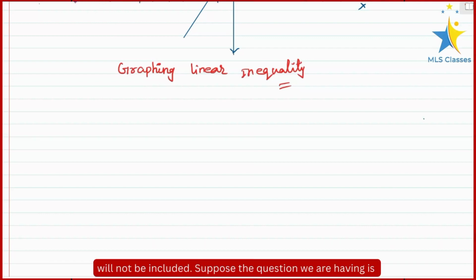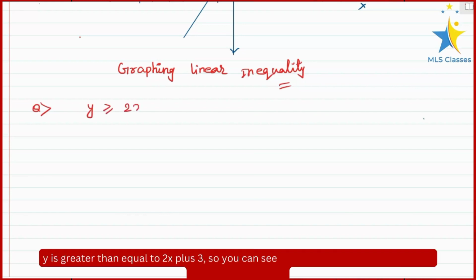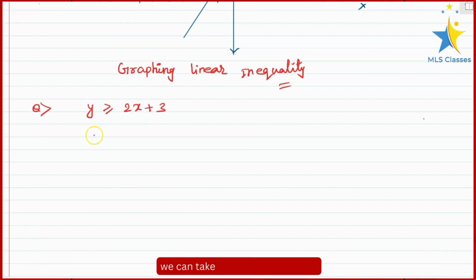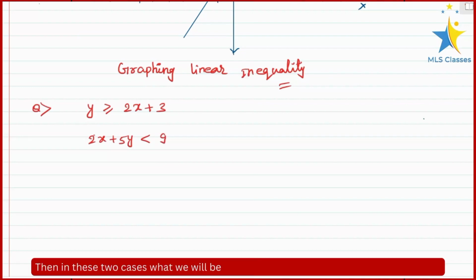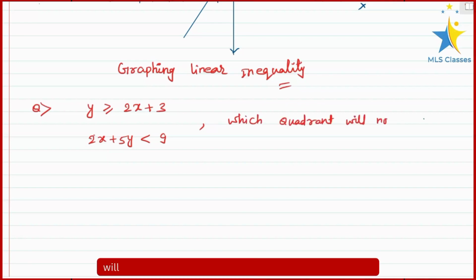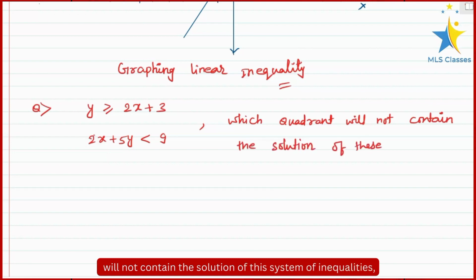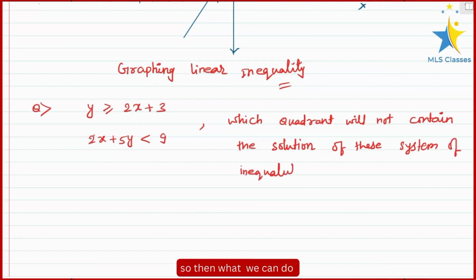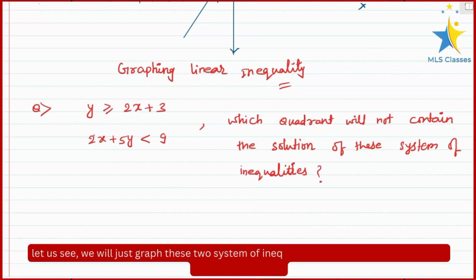Suppose the question we have is y is greater than or equal to 2x plus 3. You can see these numbers are the same. And the second one we can take is 2x plus 5y less than 9. Suppose the complete question is: which quadrant will not contain the solution of this system of inequalities? Then let's graph these two inequalities using the Desmos graphing tool. Let's see that.